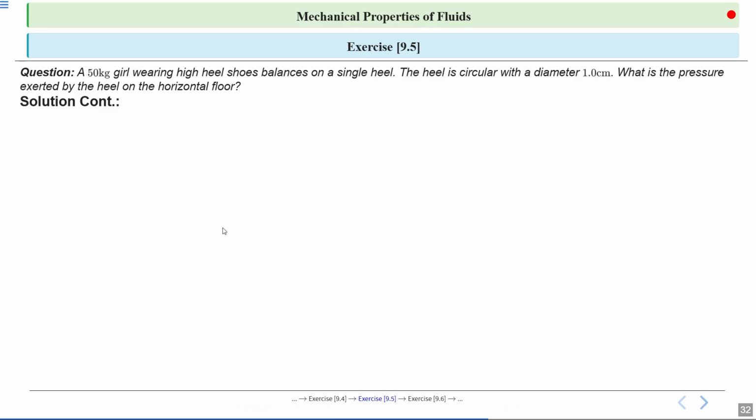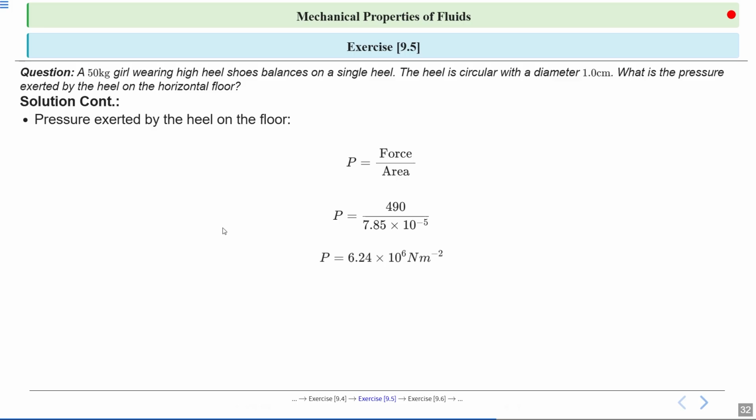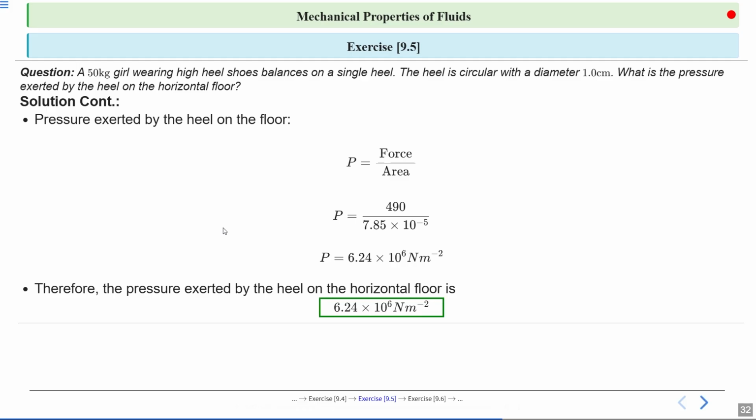Now, pressure exerted by the heel on the floor will be force upon area. So just substitute the value, 490 divided by 7.85 into 10 raised to the power minus 5. Solving this, you will get 6.24 into 10 raised to the power 6 Newton per meter square. Therefore, the pressure exerted by the heel on the horizontal floor is 6.24 into 10 raised to the power 6 Newton per meter square.